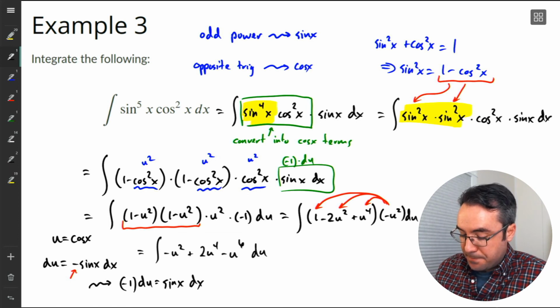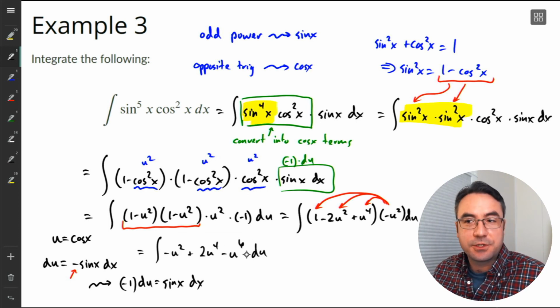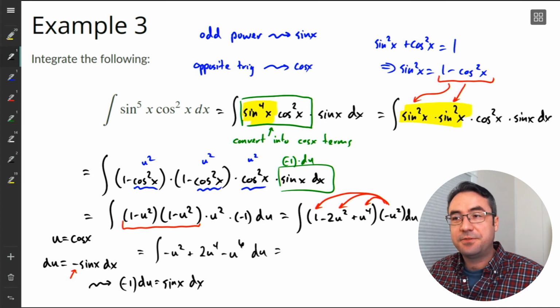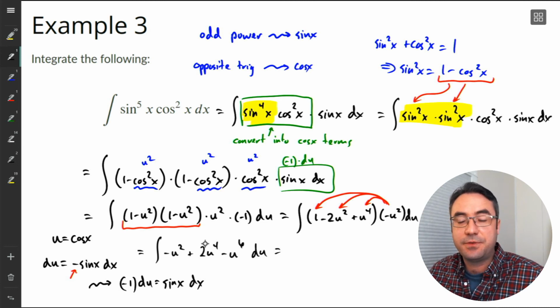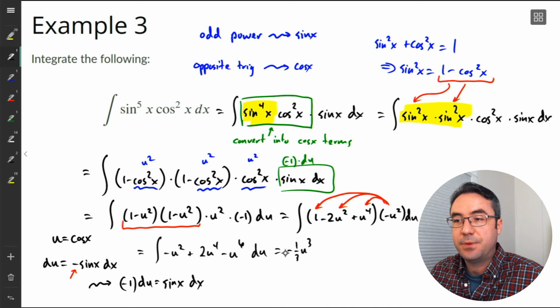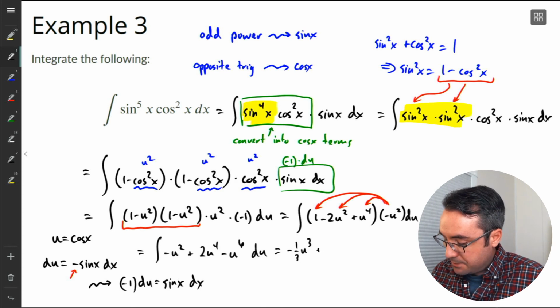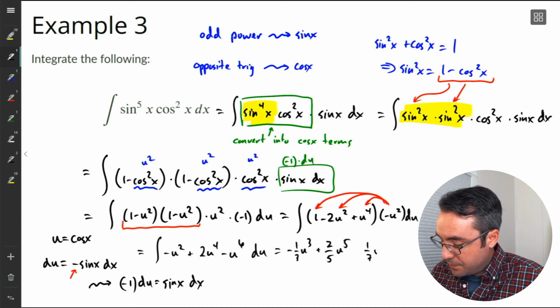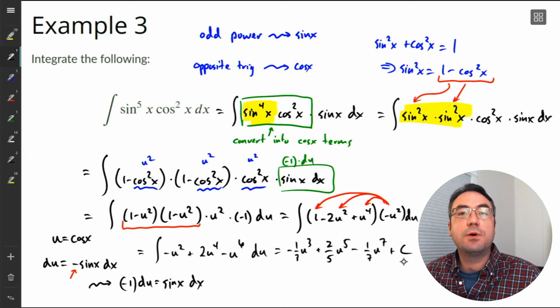Now when we look at this, power function, power function, power function. So what does that mean? Power rule, power rule, power rule. And that's always a good thing. So now we actually find the antiderivative. What's the antiderivative of u squared? Well, it's negative 1/3 u cubed, and we had the negative in front. What's the antiderivative of this 2u to the 4th? Well, it's plus 2 over 5 u to the 5th. And then what's the antiderivative of that u to the 6th term? Well, it's 1 over 7 u to the 7, and we had a minus in front. And then our usual plus c at the end.